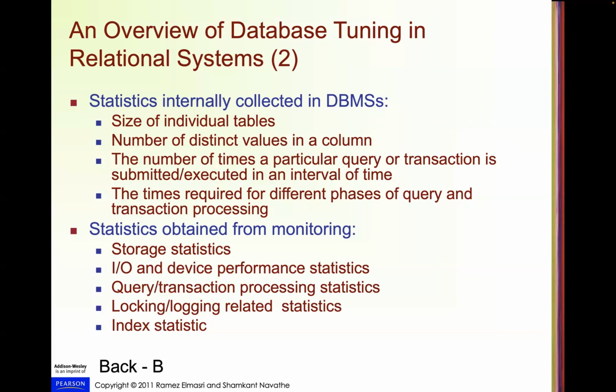And the fourth one is the time which is required for different phases of a query and the transaction processes. So a query has different phases. A query is first converted into relational algebra, and then a relational algebra tree is constructed, and then the optimized way of executing the query is identified, and then the query is executed. And also the transaction has different phases.